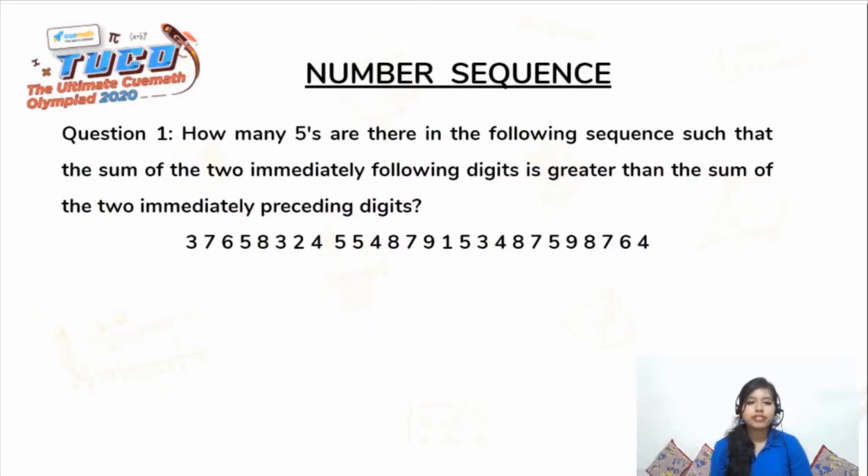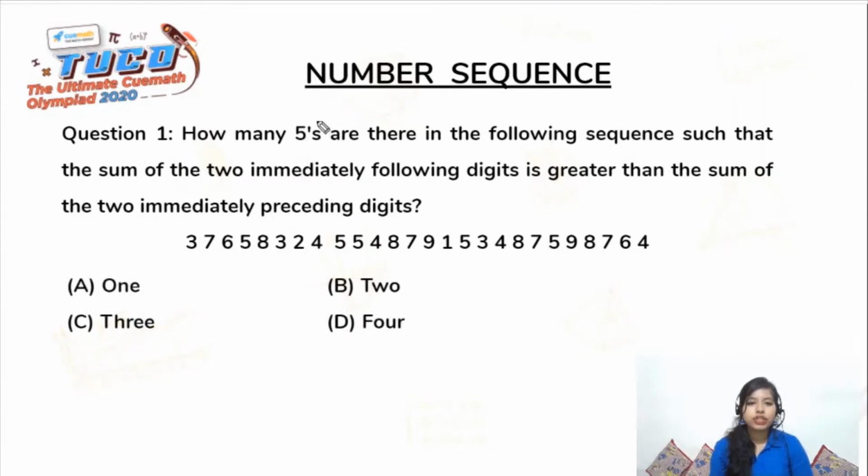So here goes our first question. How many 5s are there in the following sequence such that the sum of the two immediately following digits is greater than the sum of the two immediately preceding digits? So let's look into the options for this question.